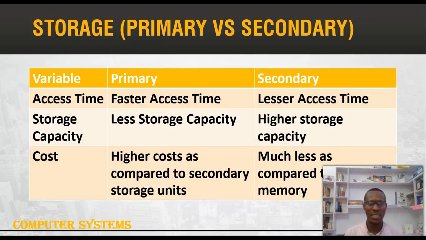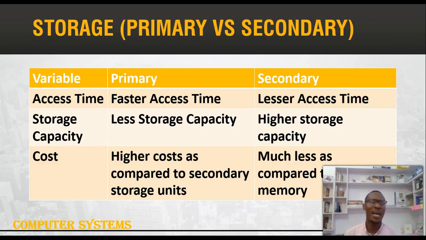Now let's look at primary memory and secondary memory, and see the advantages and disadvantages. Like we said earlier, a storage device can be classified through three features. Number one is the access time, the time taken to access these memory locations. Number two is the storage capacity, the size of the storage, the amount of data that storage can hold. Then number three is the cost, the amount at which that storage was purchased.